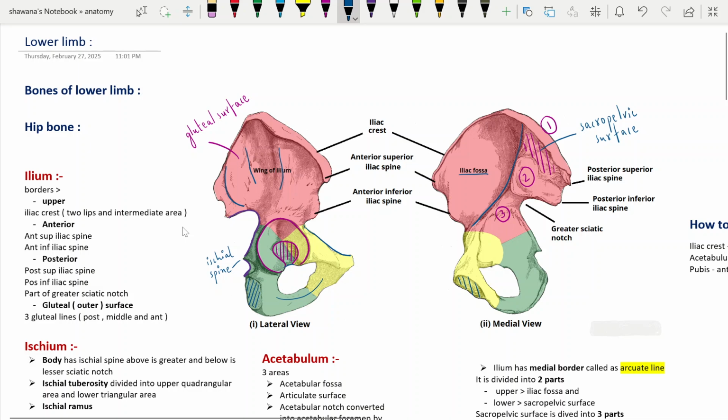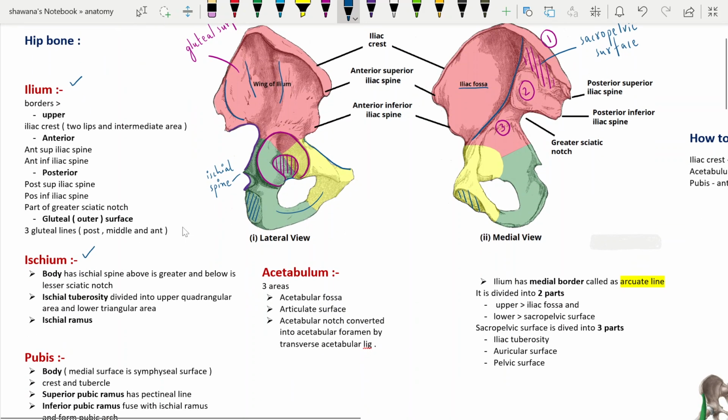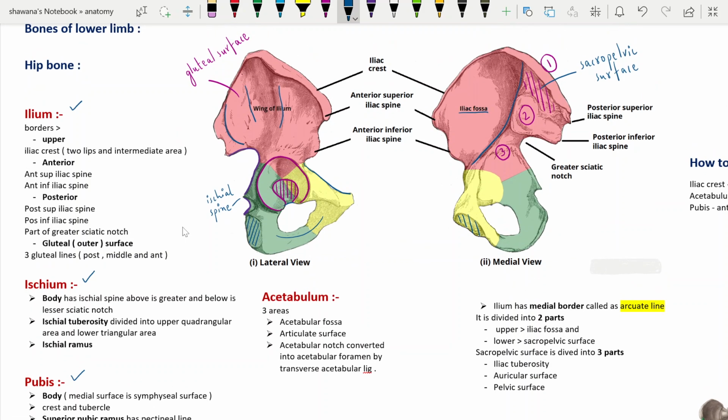First of all, the hip bone consists of three parts: the ilium, ischium, and the third one is the pubis. I will discuss them one by one. First of all is the ilium. The red part is known as the ilium. It has borders: the upper border, the anterior border, and the posterior border.